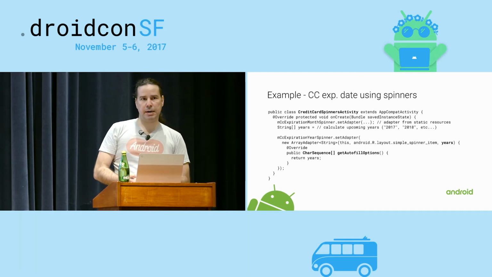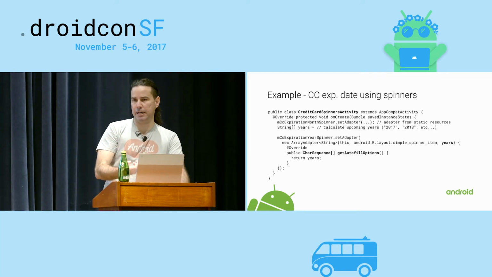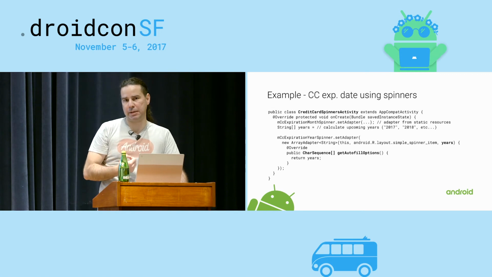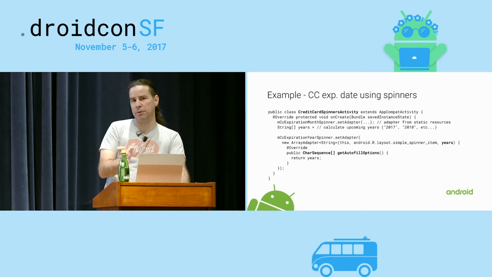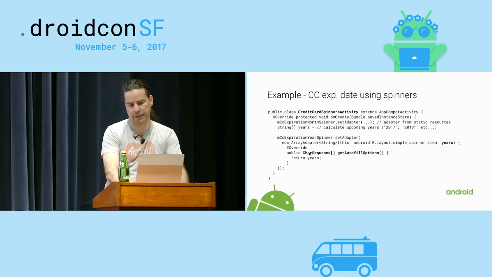Now, if you're dynamically creating a spinner, for example, I want to dynamically define what years I'm sending on the expiration year. I still have an array adapter, but I'm explicitly creating the values that I'm setting on this adapter. In this case, I need to also override getAutofillOptions from the adapter, because since I'm dynamically creating, that information would be stripped out and would not be sent to the service. So in order to do that, I need to create a custom adapter, extending the array adapter and overriding this getAutofillOptions method, returning my years that I create dynamically.